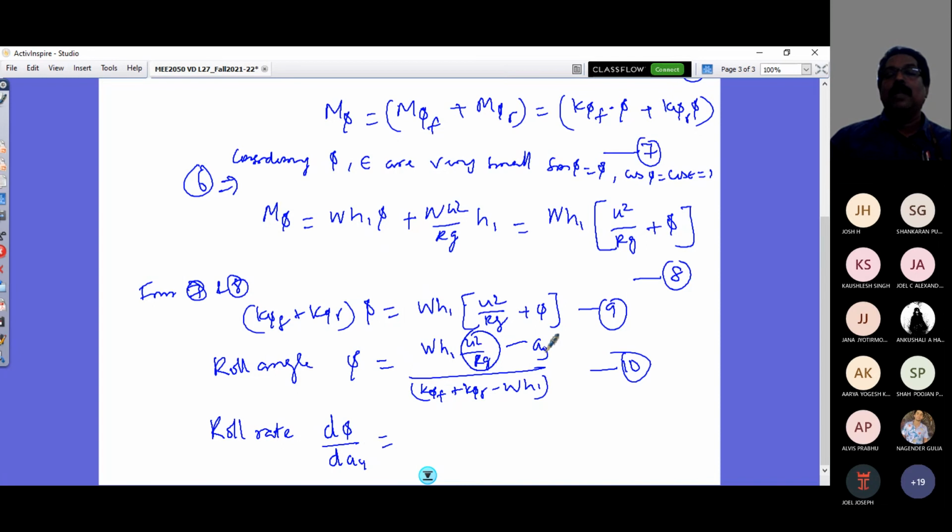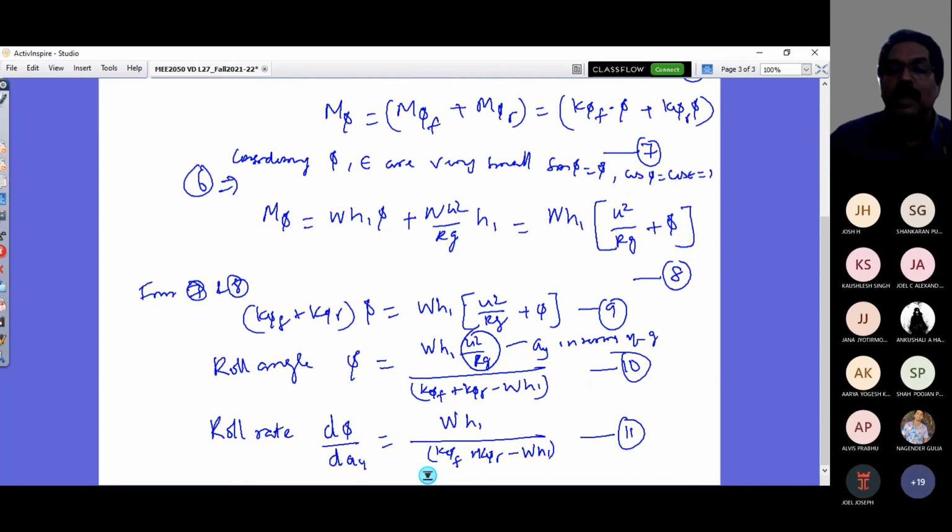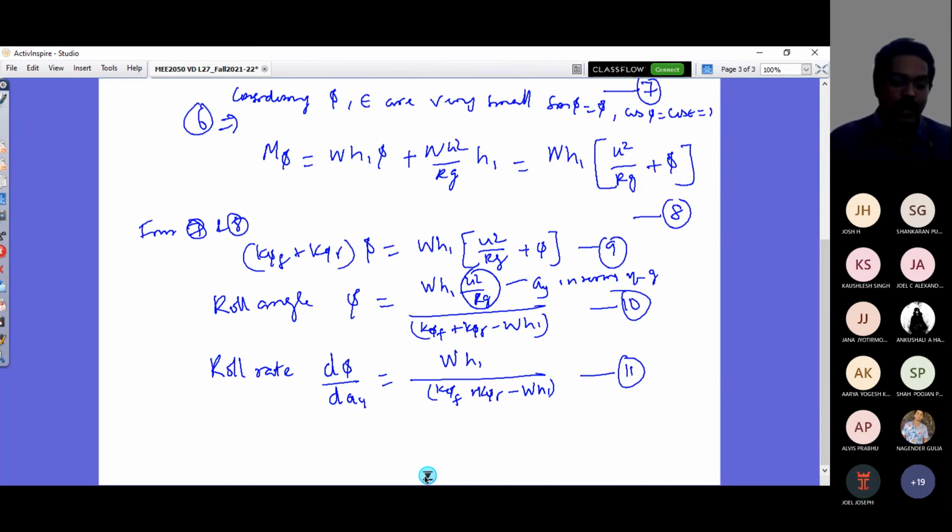U squared by R is AY in terms of G, right? Because it is divided by G. So AY is in G units. If I differentiate, what I get is W H1 by K phi F plus K phi R minus W H1. So this is equation number 11, called roll rate, very important. These definitions would all be asked in an interview or in your examination, right?